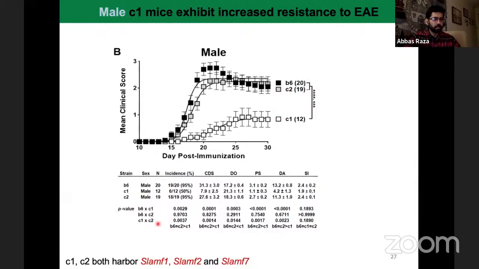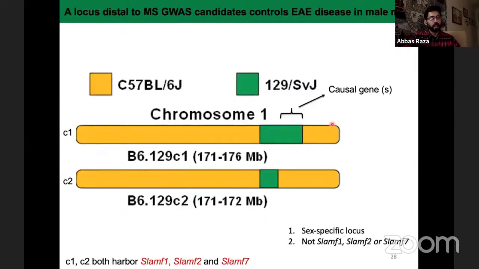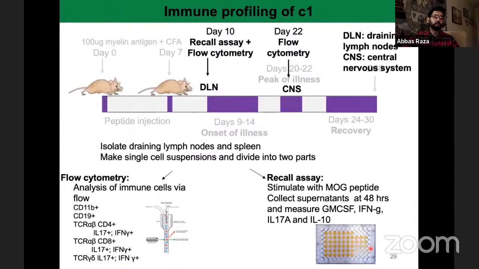There are a couple of stats that we have done, but I don't have time to go over these. But we found the C1 was clearly resistant across different parameters, like incidence of the disease, peak score, day of onset, and severity index, but I don't have time to go over those. So clearly the causal gene, or the locus, or a group of loci that we believe lies somewhere in this distal locus. We also know it's sex specific because we see this phenotype in the male mouse. And we also know from comparing these two congenics that it's not the GWAS candidates, F1, F2, and F7. So what else do we know about the C1 congenic?